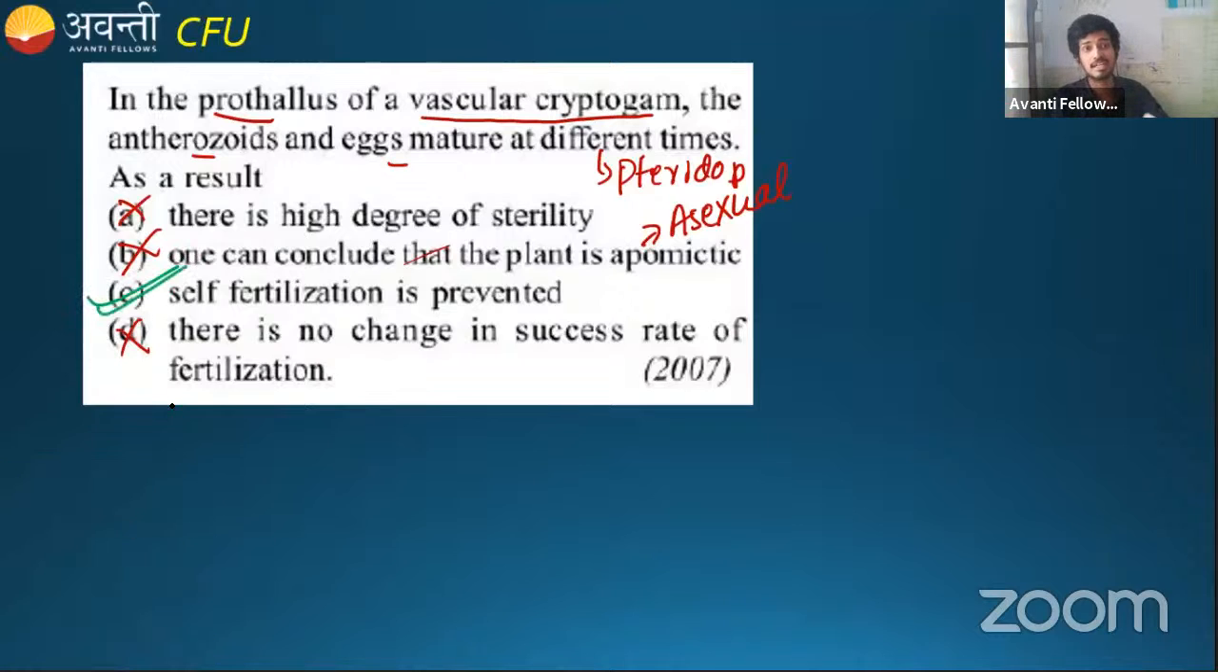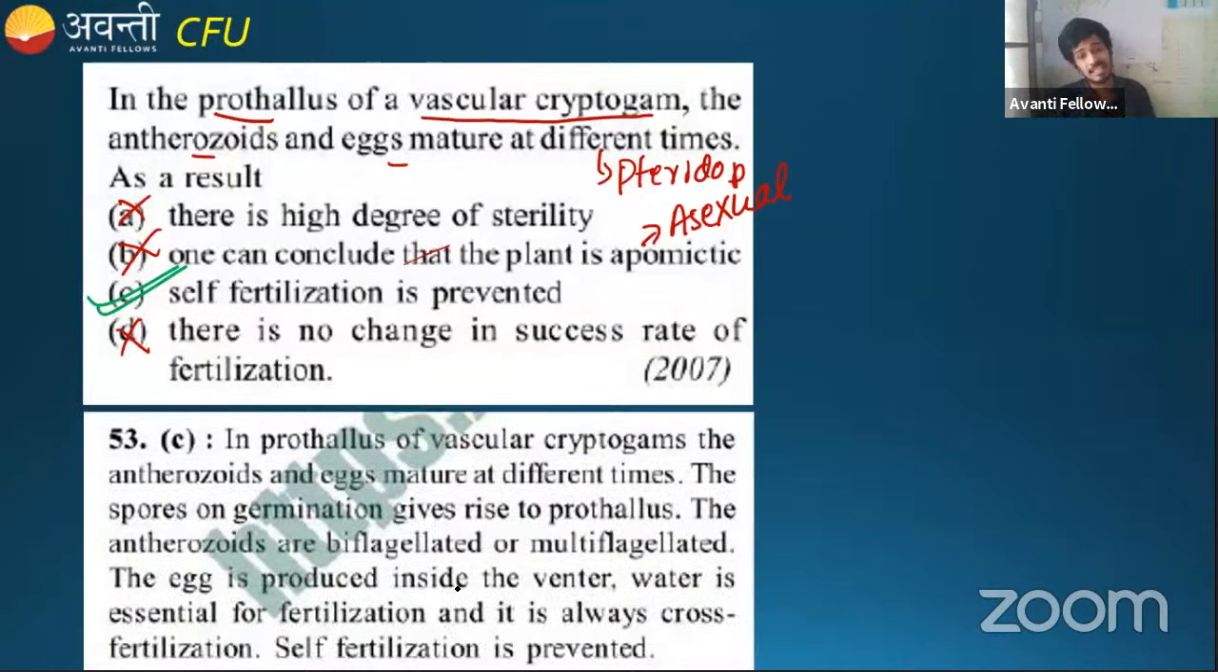Then what happens? A different sperm will join with a different egg, and that will give new variation. New variation will give rise to new kinds of plants. The correct answer is option C. The explanation is here. You can read it later on. I'm just adding the explanation for your benefit, so you can solve the question later also. That's why I'm adding it.